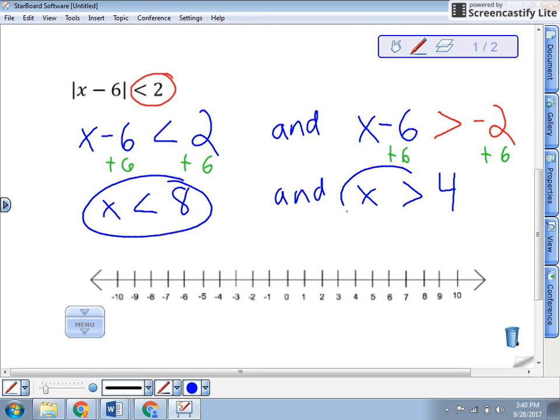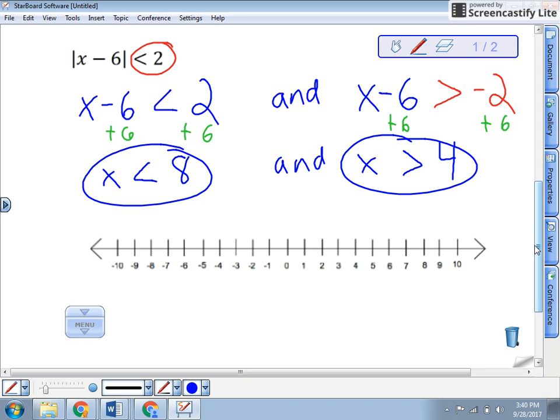Now, I need to graph those and put them in interval notation. So here we go. First, I'll do the 4. I'll put a point at 4. Oops, sorry, that was -4. I'll put a point at 4, and it's a greater than sign, so we're going to use parentheses. So greater than 4 goes this way. I know I can show you it extends that way.